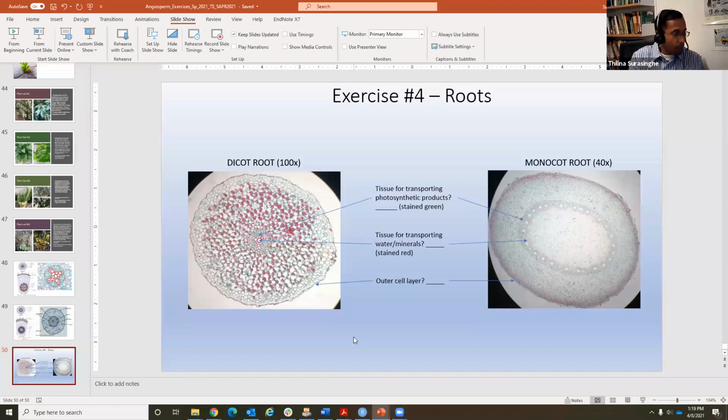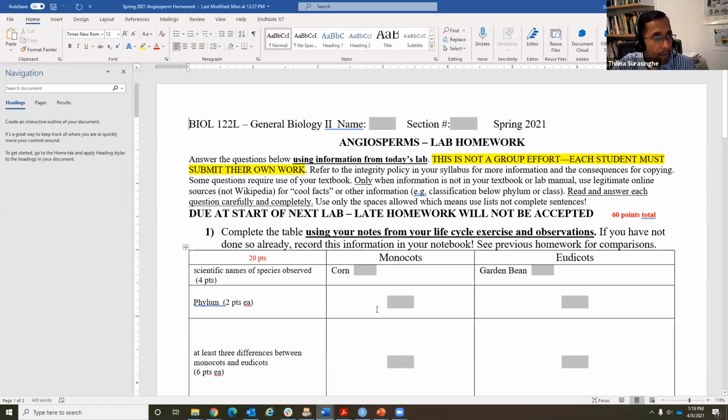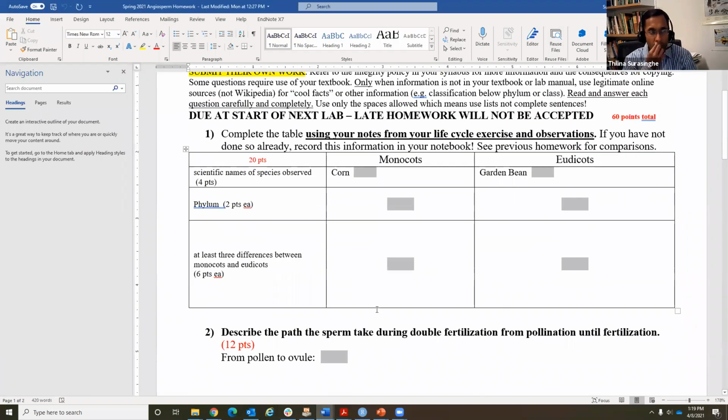Well, any questions before we go to the homework, guys? Very well, I don't see any questions. Let's put the homework up here now and go through that. So the very first part in the homework is complete the table using your notes from your life cycle exercise and observations. If you have not done so already, record the information in your notebook.